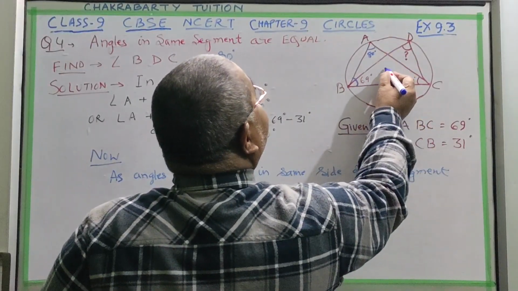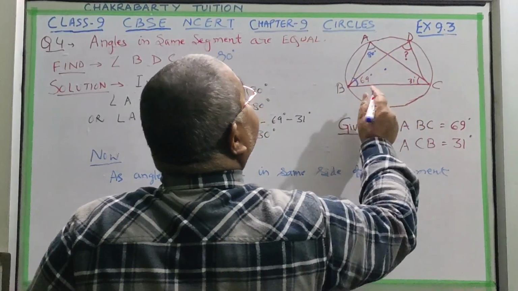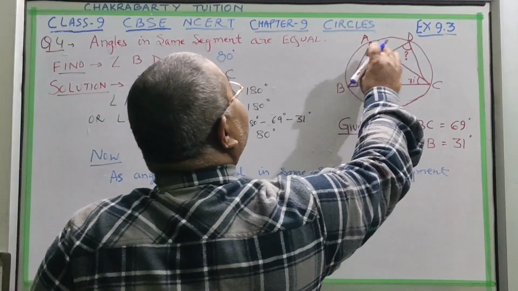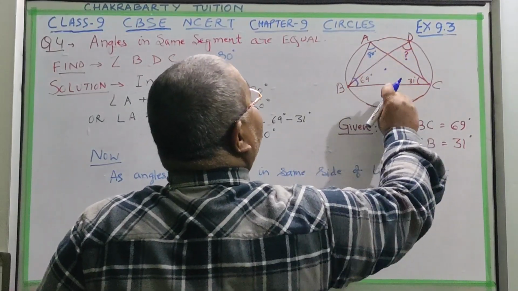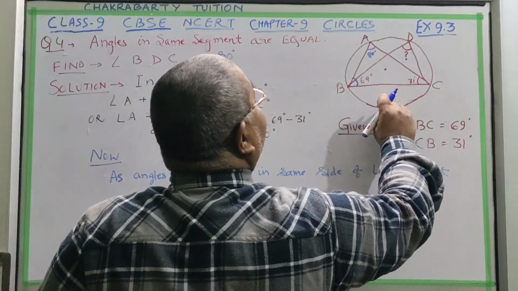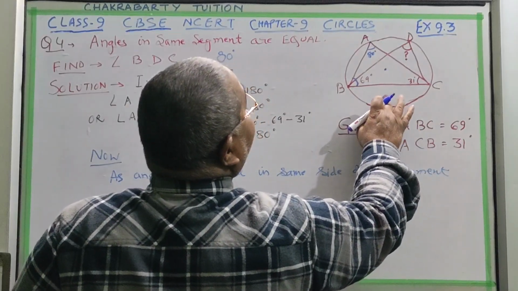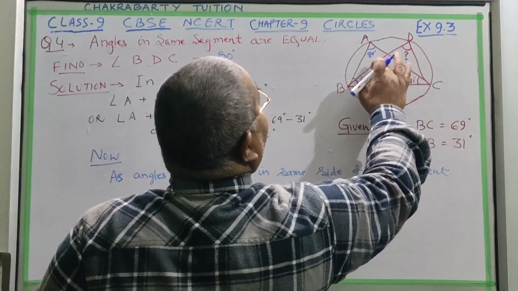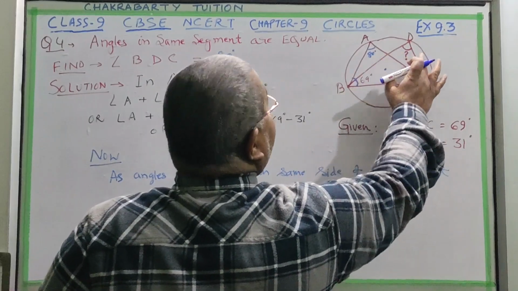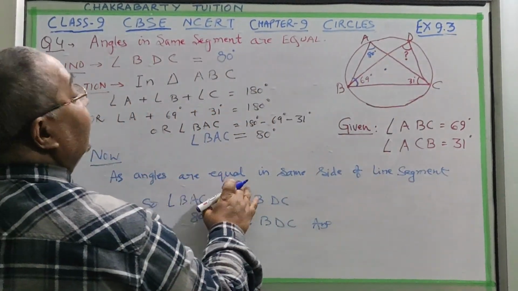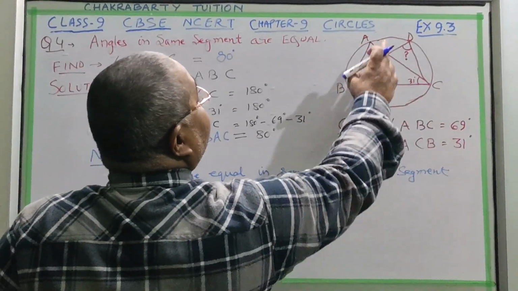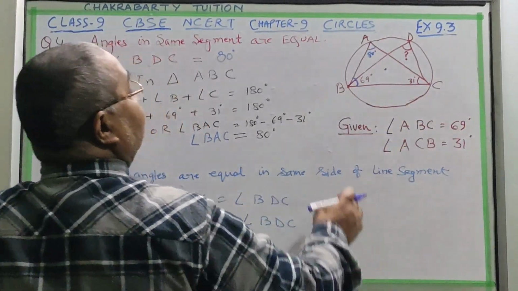So what it says is, angles in the same segment means if you take the upper side of the line, that is one segment, and if you take the lower side, it is another segment. So in the same segment, angles are equal. On the same side of a line segment, angles are equal. So whatever angles you make, they will always be equal.